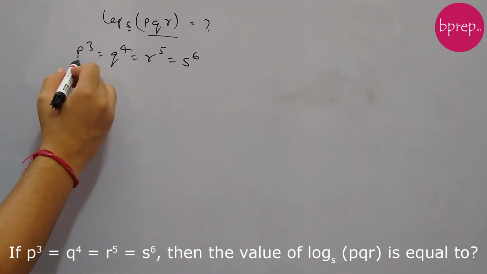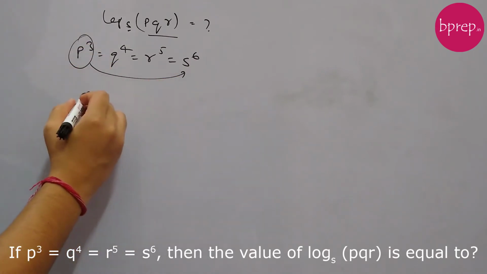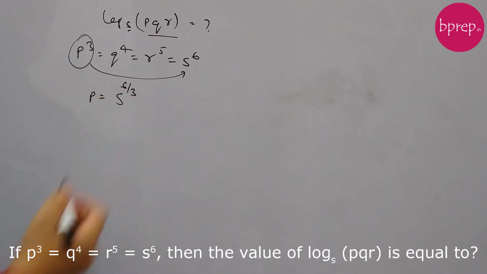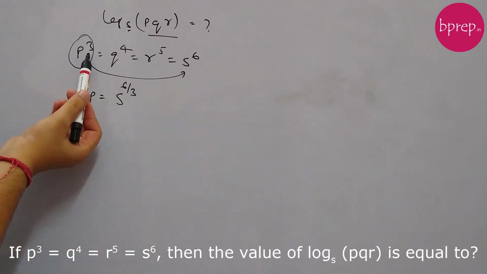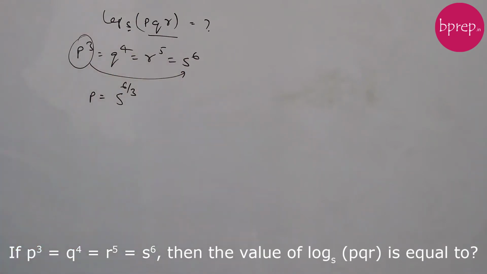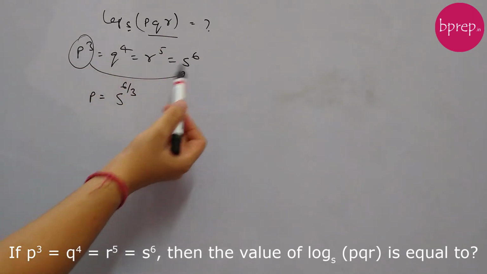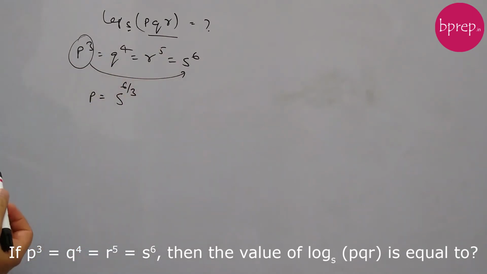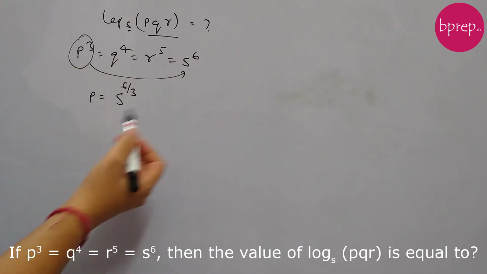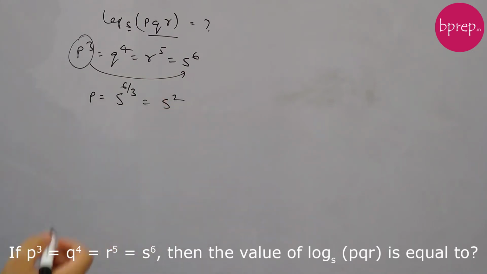So if P to the power 3 is equal to S to the power 6, can we write P as S to the power 6 by 3? So a power from LHS, if we shift that to RHS, it will become 1 by that power. Okay. So 3 will become 1 by 3 this side. Same as we do for squares, like if we have square this side, it becomes root that side. Okay, so this is S square.